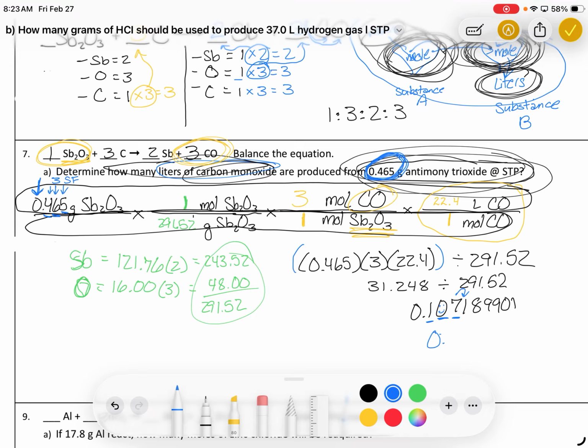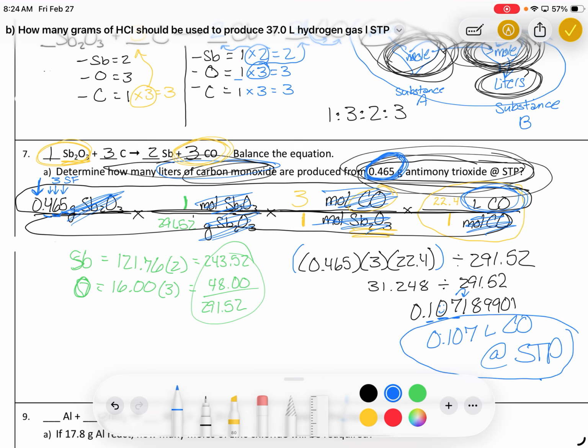So our answer is 0.107. What do we need to include? Our units. Grams have canceled. Moles of antimony trioxide have canceled. Moles of carbon monoxide have canceled, leaving us only with liters of carbon monoxide, and if we want to be fancy, at standard temperature and pressure. And that is our final answer.